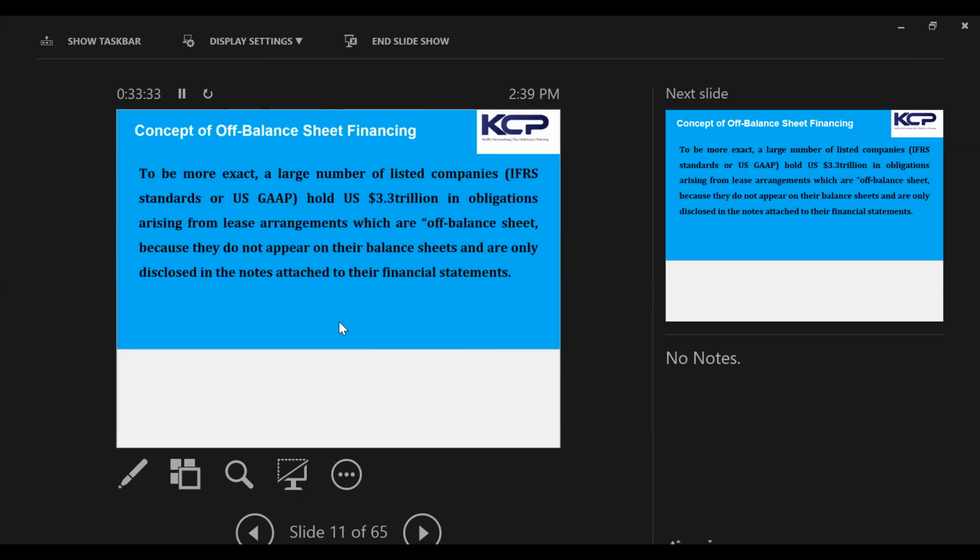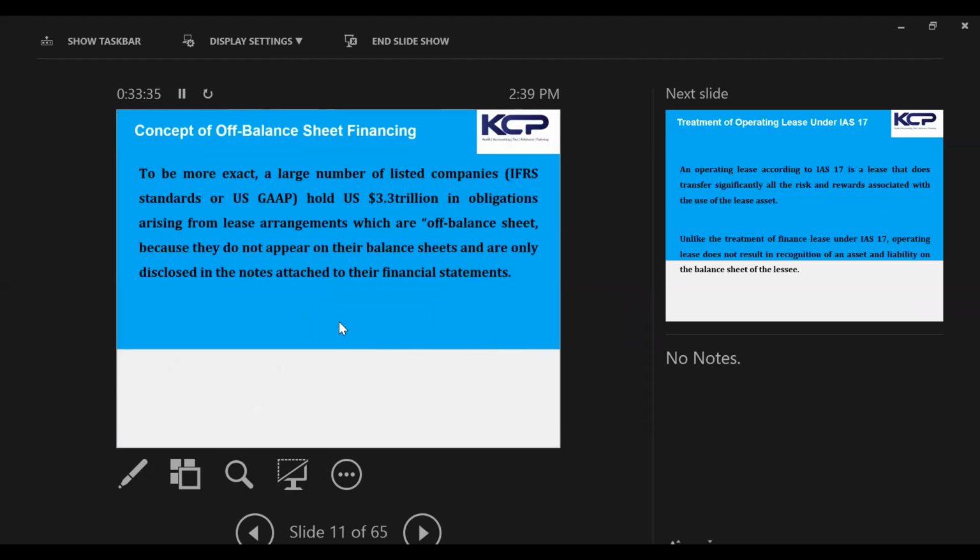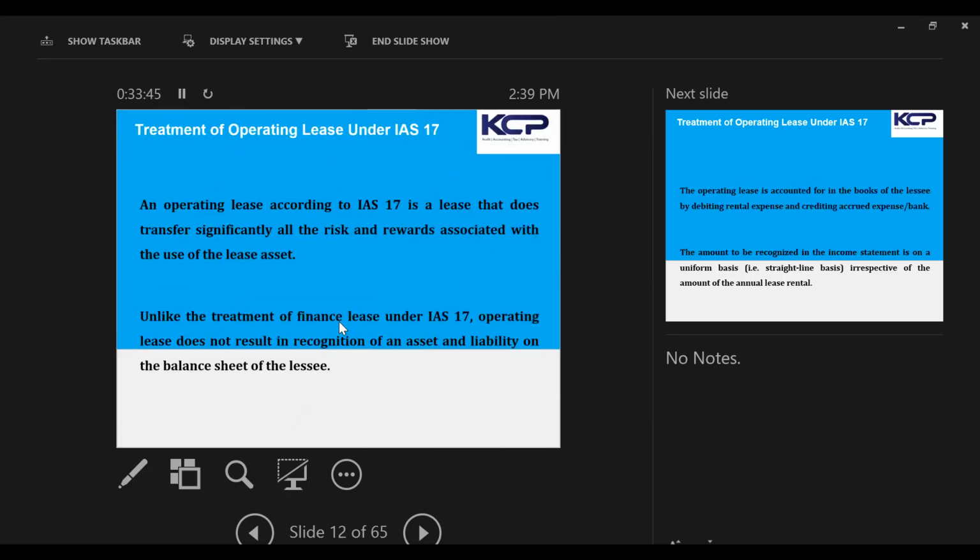Any question? So this also further explains that. You can go through that for your reading digest. Now, the treatment of an operating lease. We've been able to establish that we have both an operating lease and a finance lease.